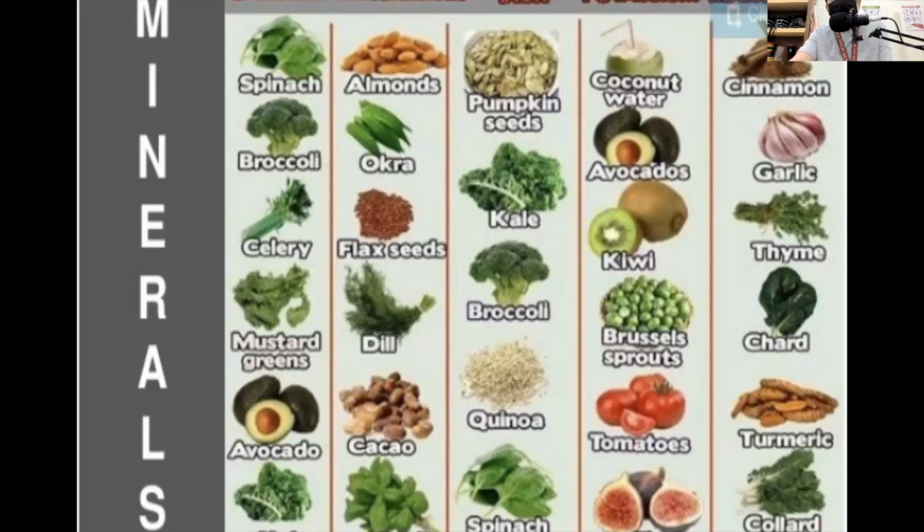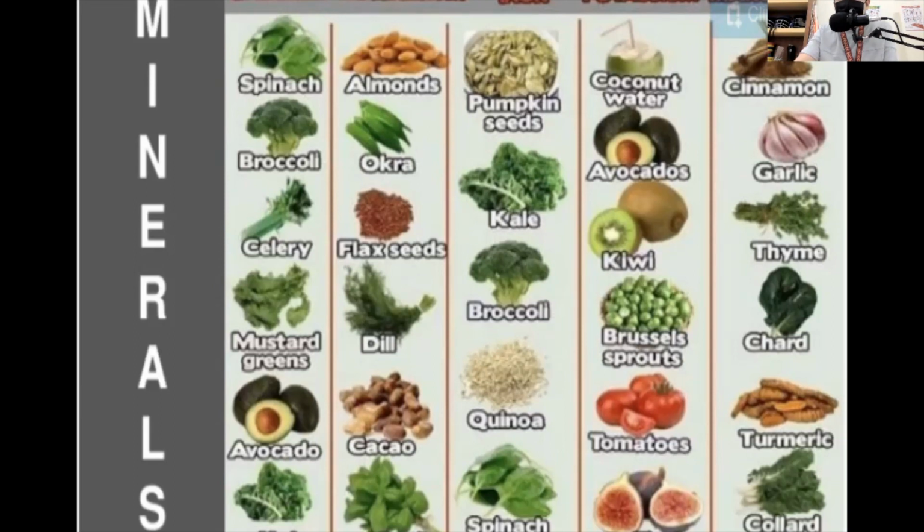Spinach, for the calcium here. These are example foods that are rich in calcium: avocado, kale. Yeah, kale is very good. I'm taking this kale once a week. Mustard, celery, broccoli, and spinach. Rich in magnesium: almonds, okra, flaxseed, dill, cacao, and basil. Mostly these are vegetables and seeds, very natural and healthy.